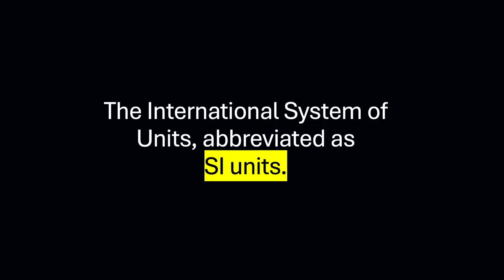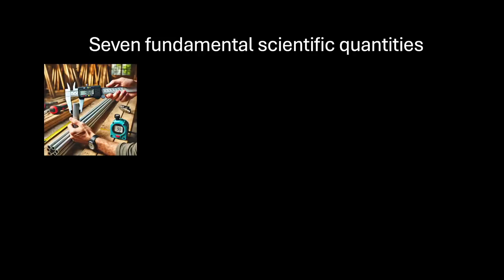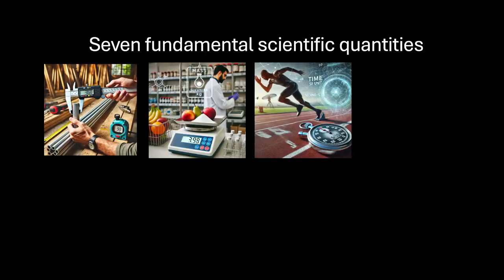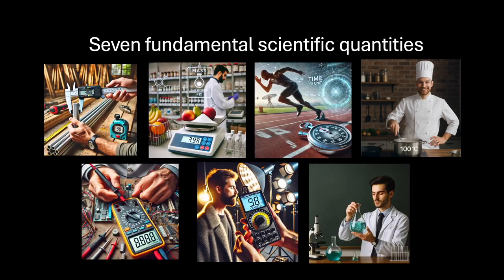Hence comes the International System of Units, abbreviated as SI units. So standardized units act as a universal language across the world. Now this SI system is quite sorted. The SI system has 7 base units. Alright, these units are for the 7 fundamental scientific quantities.